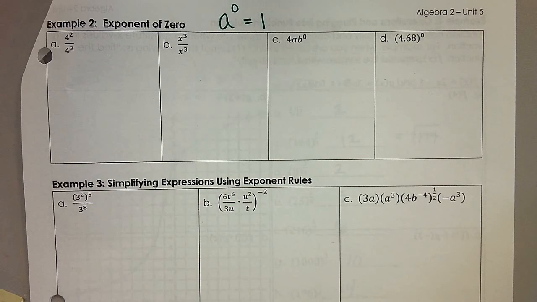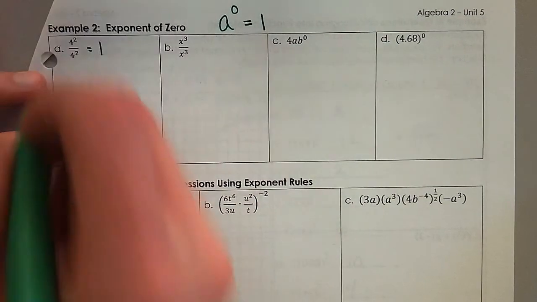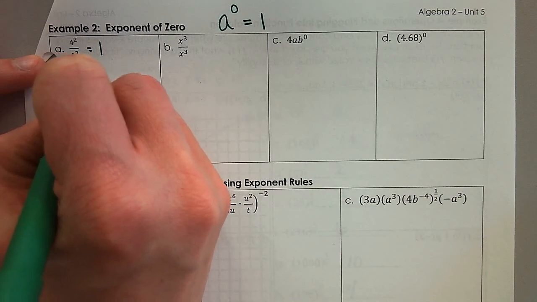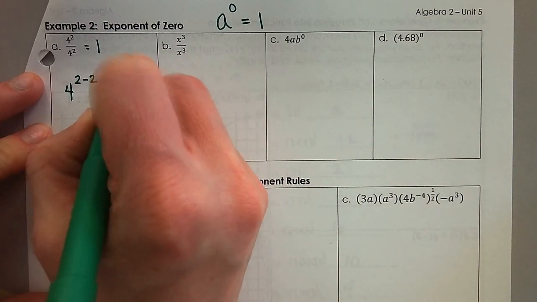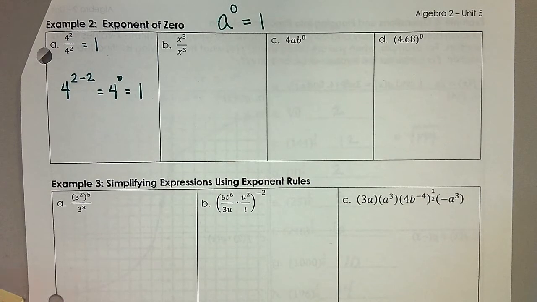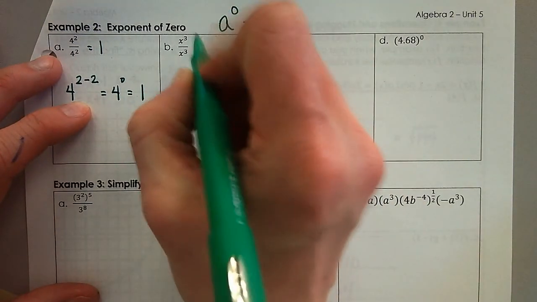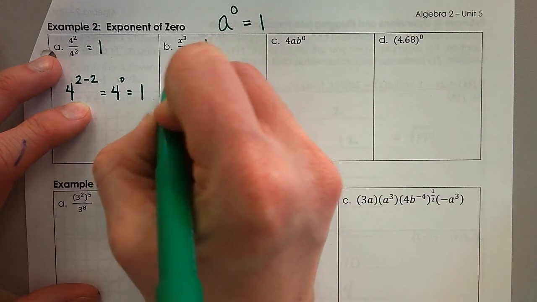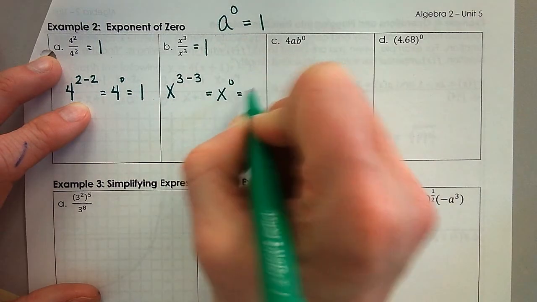Okay, 4 squared over itself, anything over itself should be 1. Well, when I have the same base and I'm dividing, what do I do with the exponents? I subtract. 2 minus 2 is 0, so 4 raised to the 0 is 1. Anything over itself gets you 1. Okay, so x cubed over x cubed, what should that be? Whatever quantity that is, it's over itself, so that should be 1 as well. So with exponent rules, x raised to the 3 minus 3, x to the 0, so I have 1.